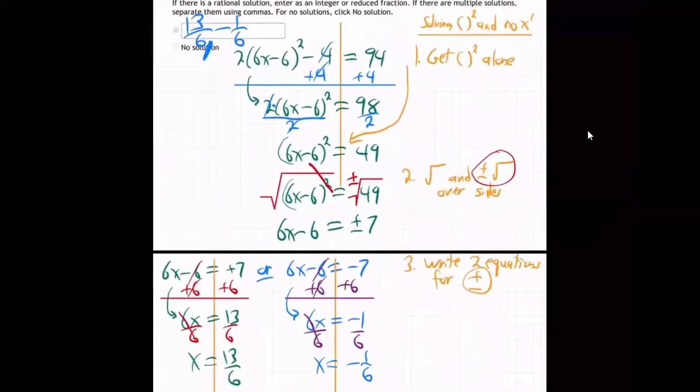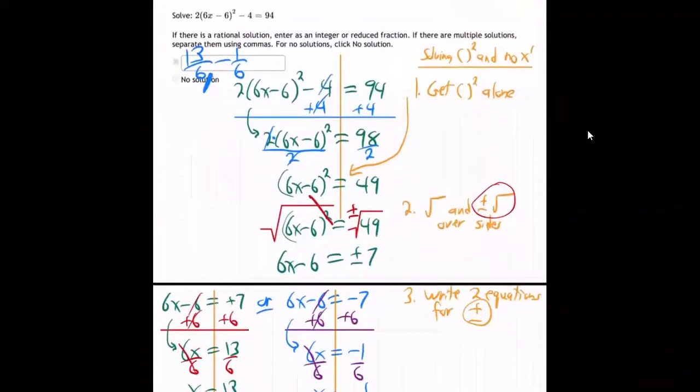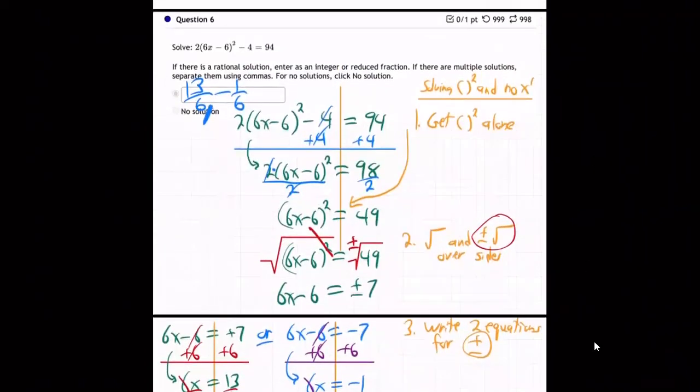So recapping, what do we do when we have parentheses squared? We get the parentheses squared alone. And then we put the root and the plus or minus root over the sides. It's an antidote that cancels the square. And then you got to write two equations and then you solve them both. And so there we go.